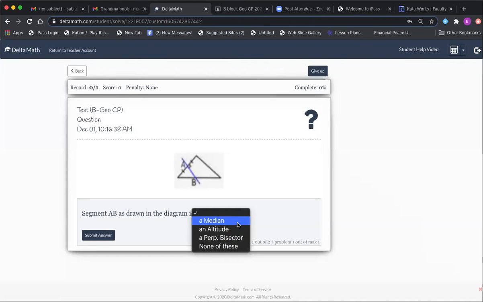Is that thing a median? So remember, to be a median, it has to go from a vertex to a midpoint. Does this do that? No, this is not touching a vertex, line AB. So median's out. And altitude has to go from a vertex perpendicular to the other side. It's perpendicular, but it doesn't start at a vertex, so it can't be an altitude. However, a perpendicular bisector has to be perpendicular to a side and bisect that same side, and it does do that. So this first one's just going to be a perpendicular bisector.